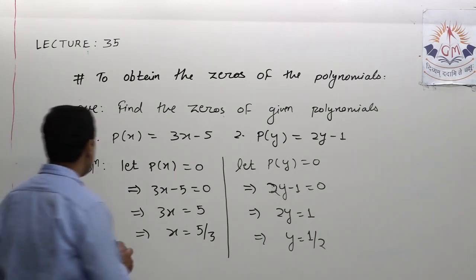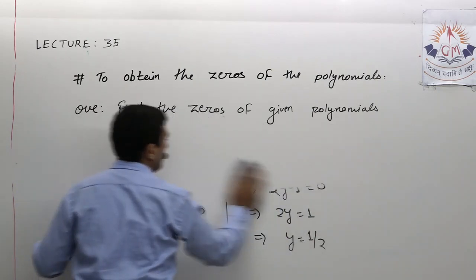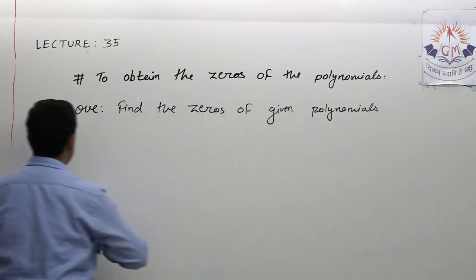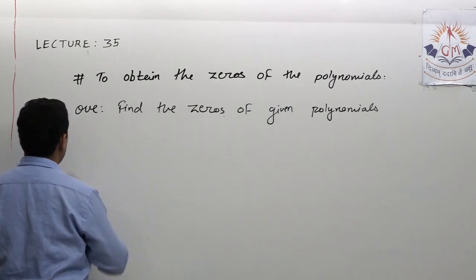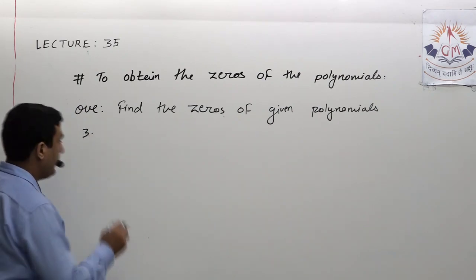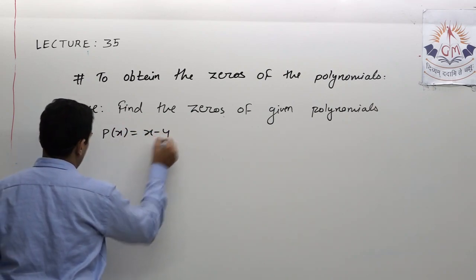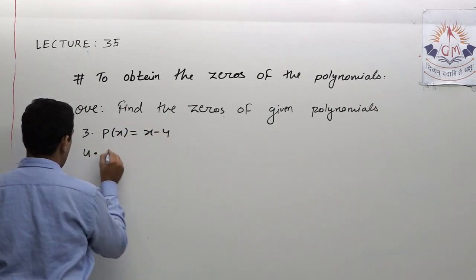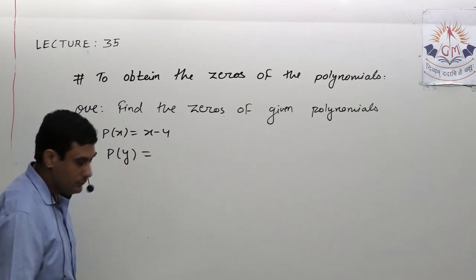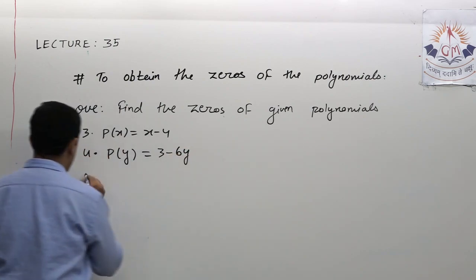Okay, let's see the next question. P(x) is equal to x minus 4. P(y) is equal to 3 minus 6y.